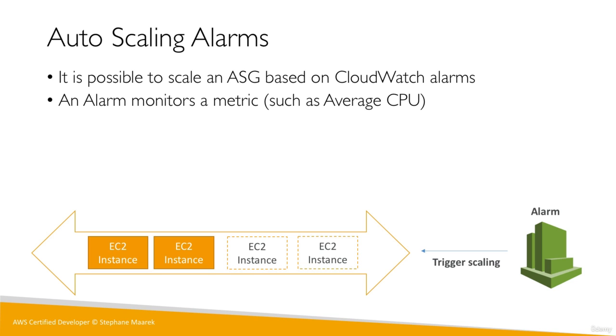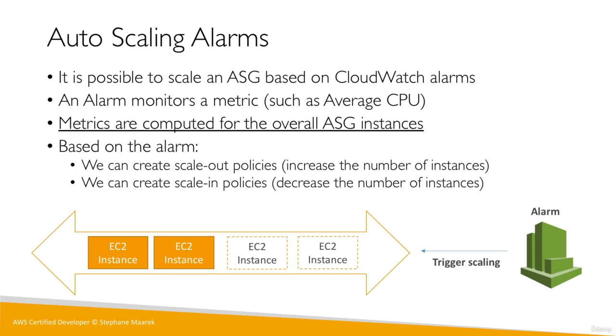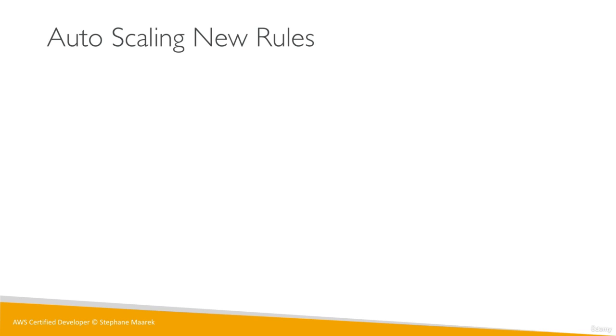And the alarms can be anything you want to monitor, such as the average CPU. The metrics are computed as an average overall, okay? It doesn't look at the minimum or the maximum, it looks at the average of these metrics. Based on the alarm, basically we can create scale out policies and scale in policies, as I said. So there are rules and there are new rules for auto scaling.